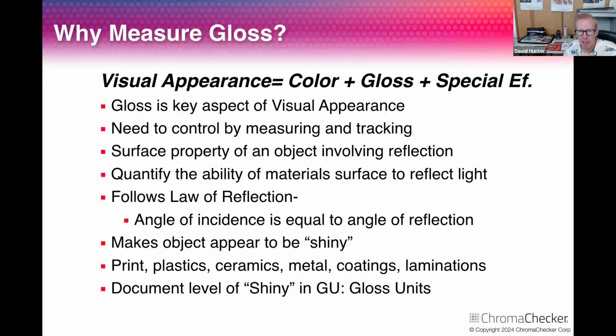What gloss does measure is the surface property of an object involving reflection. What a gloss meter does is it allows us to quantify the ability of the material surface to reflect light. And gloss follows the law of reflection, meaning the angle of incidence is equal to the angle of reflection. And gloss is all about making objects appear shiny. It's that sheen that we see when we look at an object.